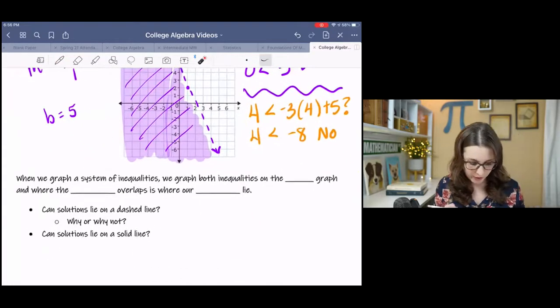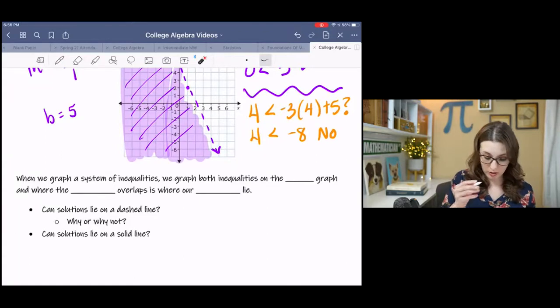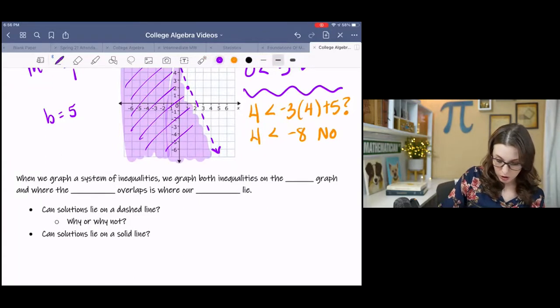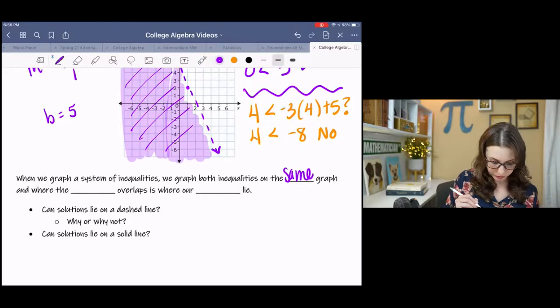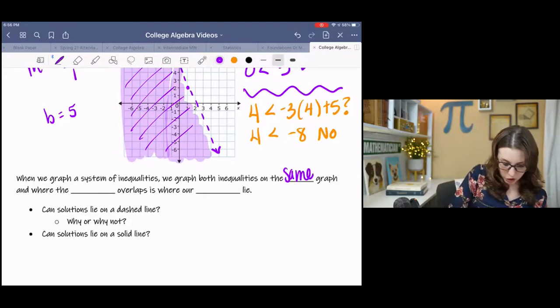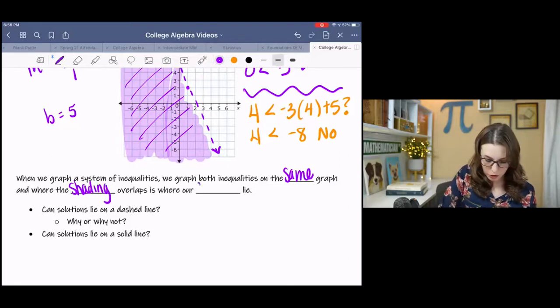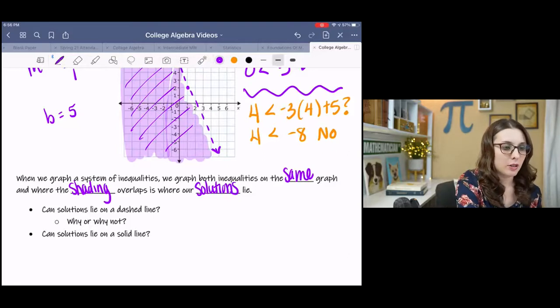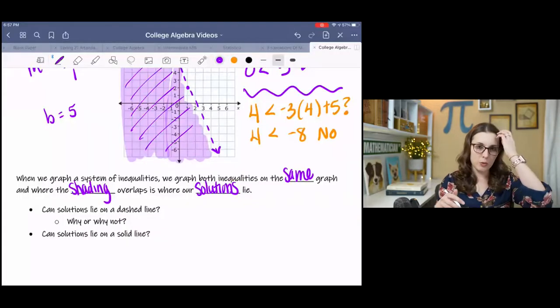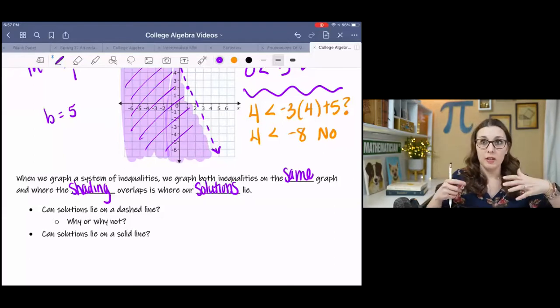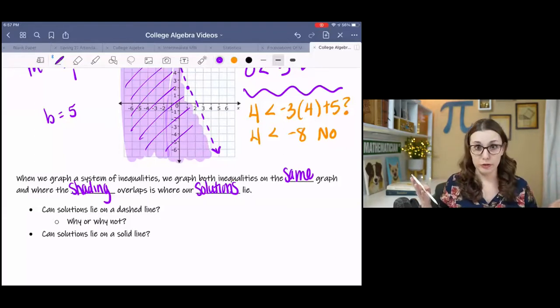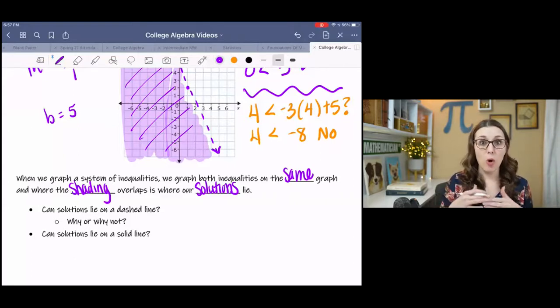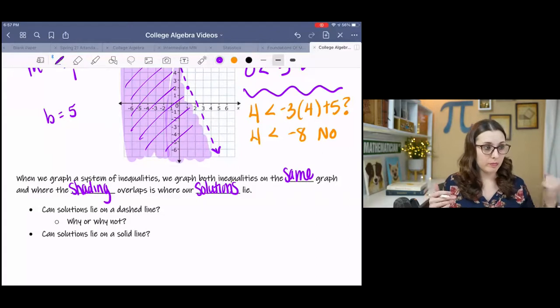When we graph a system of inequalities, we graph both inequalities on the same coordinate plane, and where the shading overlaps is where our solutions lie. So when I say it's where our solutions lie, I mean it's where the solutions live, basically. So they are solutions that satisfy both inequalities.